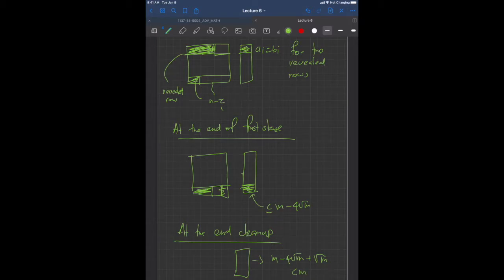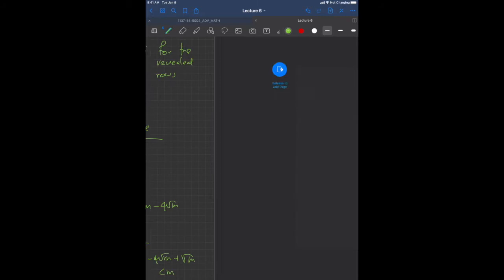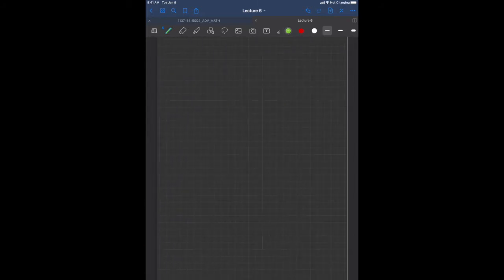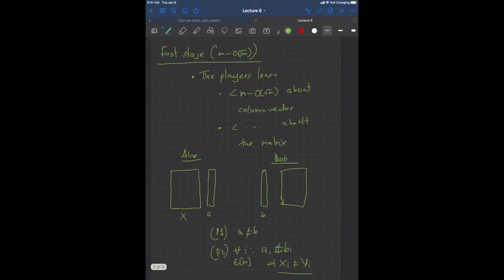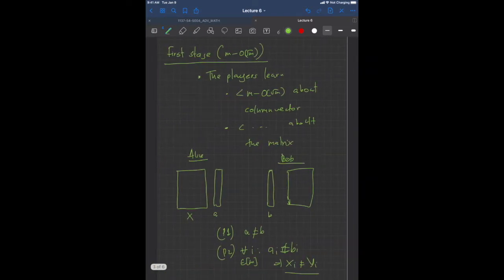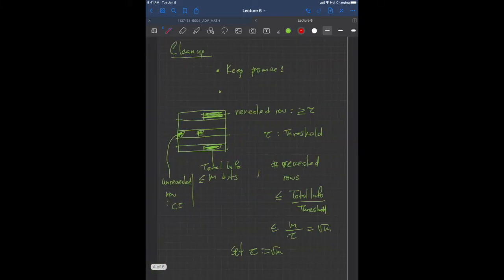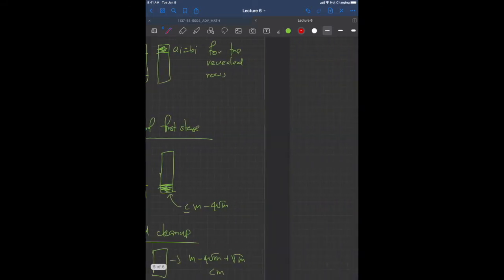Okay, so how do we implement this intuition? We have to define a set of inputs that we care about in the first stage, and then we have to show that the intuitive claim that we made about the first stage is true, that we reveal this much information on the column vectors and this much about the matrices. And we saw this already in the last lecture. How do we do that?